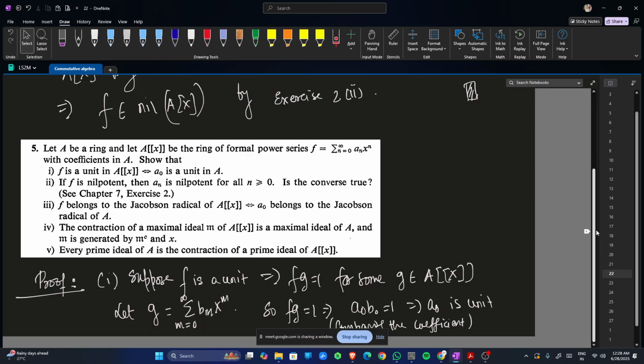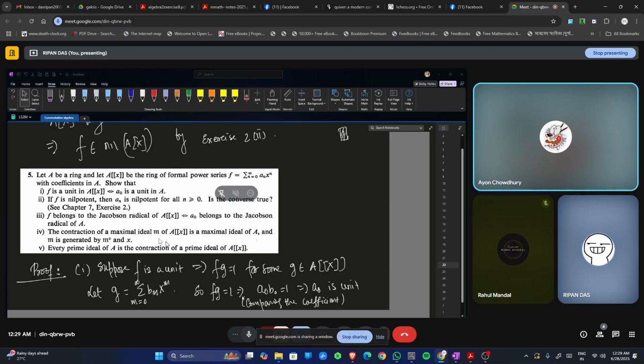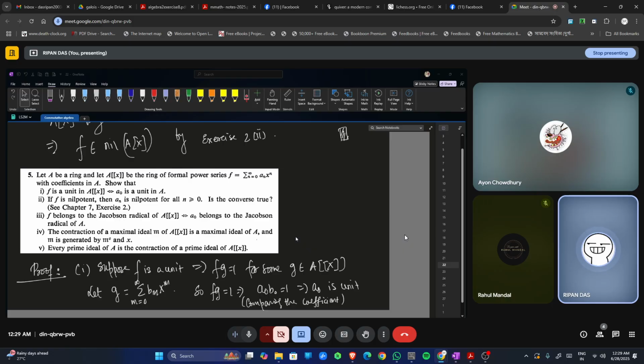So okay, if it is not true, then what is the counter example for this? For which one? Question number 52? Question number 52. You said that the converse is not true. So what is the counter example? Or any idea how to construct a counter example?